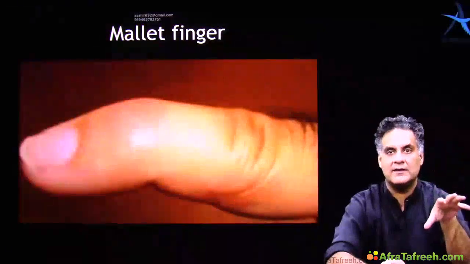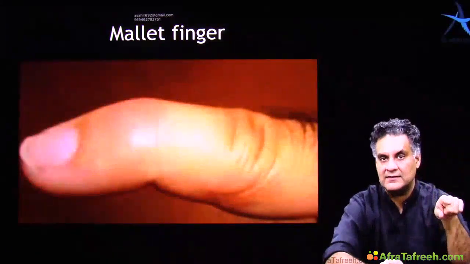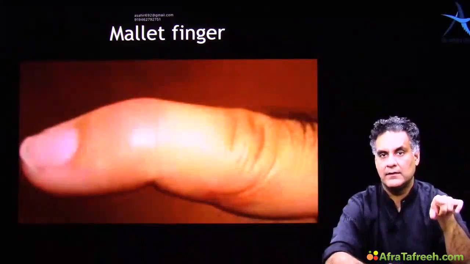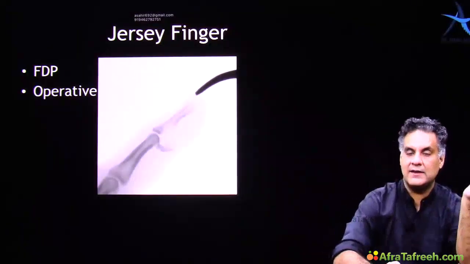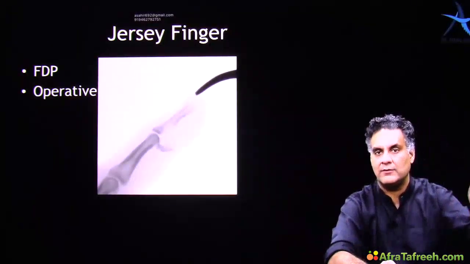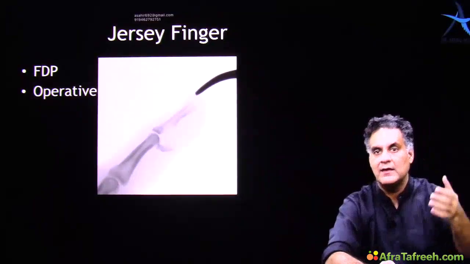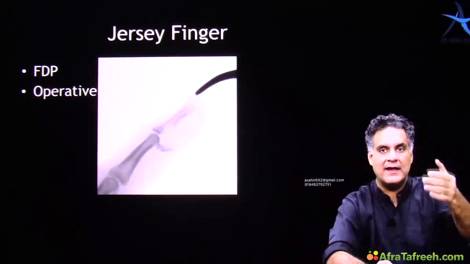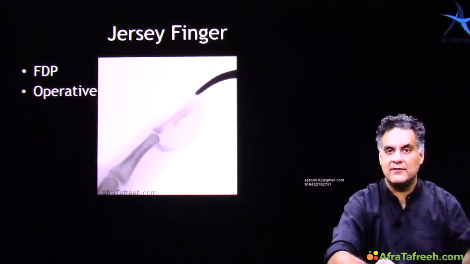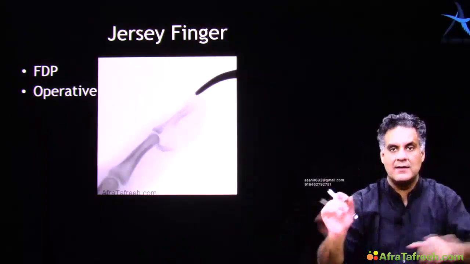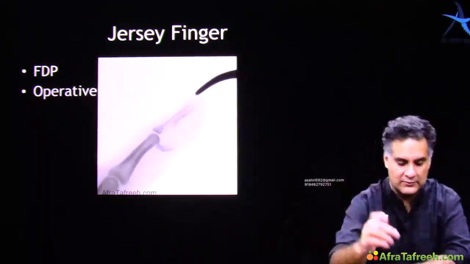And this is mallet finger, also called the baseball finger. And this is jersey finger, the opposite of mallet finger. In mallet finger, the extensor tendon goes away from the DIP, from the distal phalanx. Whereas in jersey finger, it is the FDP, flexor digitorum profundus avulsion. Mallet finger is treated conservatively by a splint for 6 to 8 weeks, whereas the jersey finger is treated by surgery.